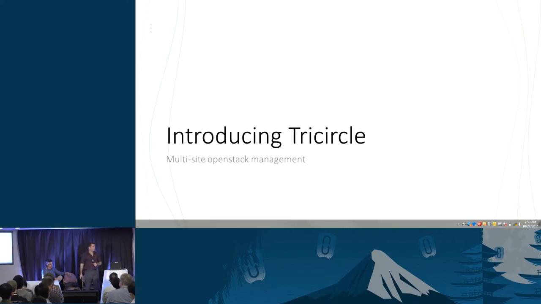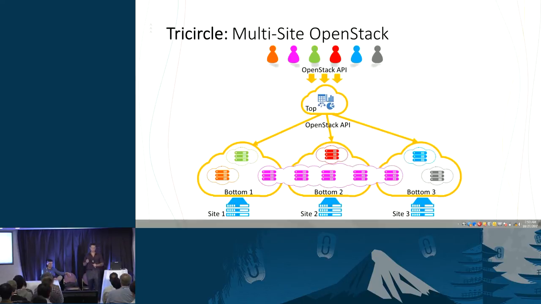So, to solve all these things, we've introduced Tricircle. So what is Tricircle? Tricircle is a project meant to do the management and orchestration for multiple sites. As you can see, we have OpenStack APIs at the top.